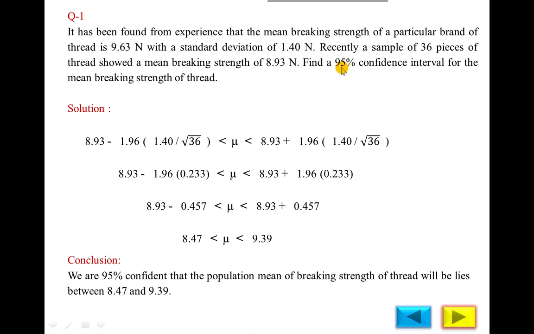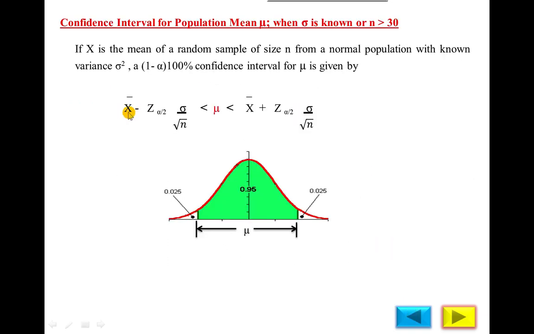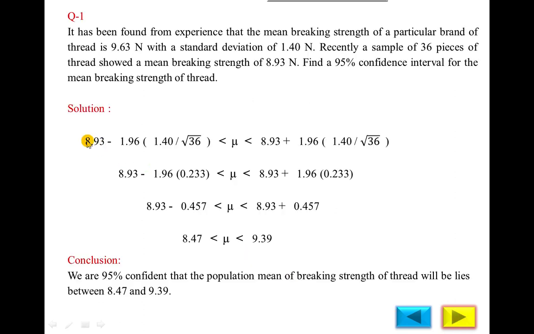95% is equal to 1 minus alpha, so alpha will be equal to 5%. So alpha by 2 is equal to 2.5%, meaning 0.025. So the confidence interval for the mean breaking strength of thread: we will substitute all the values, x bar, sigma, n, and the table value from the table. You will obtain the lower and upper value of the population mean. So substitute here the sample mean 8.93, this is sigma, this is n, and this is the table value we will obtain from the table.